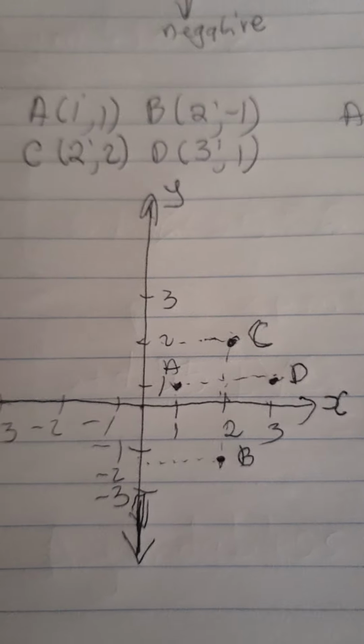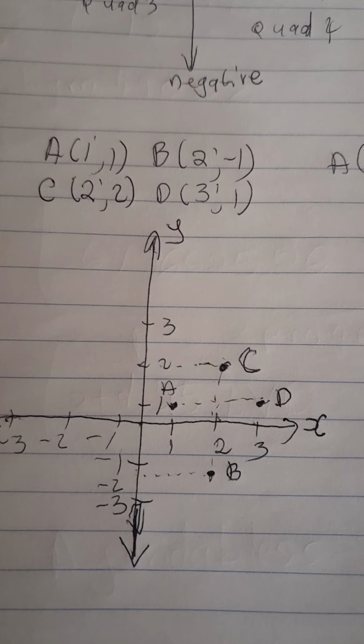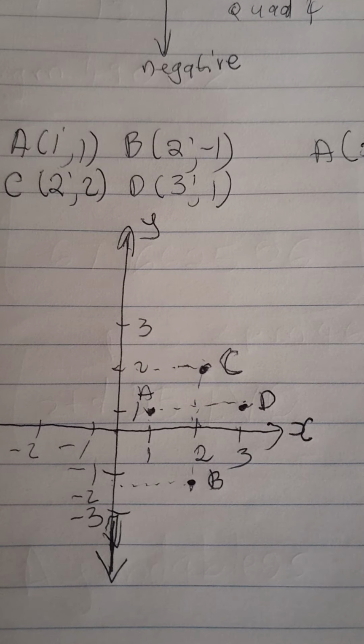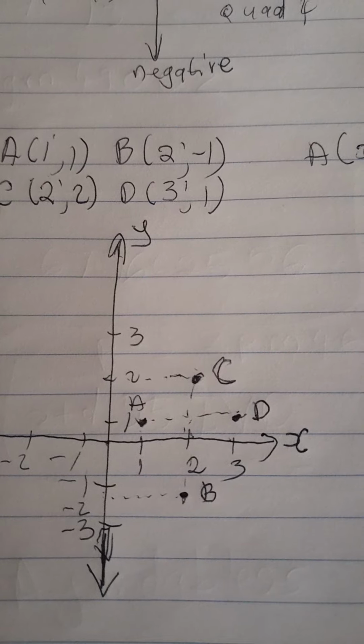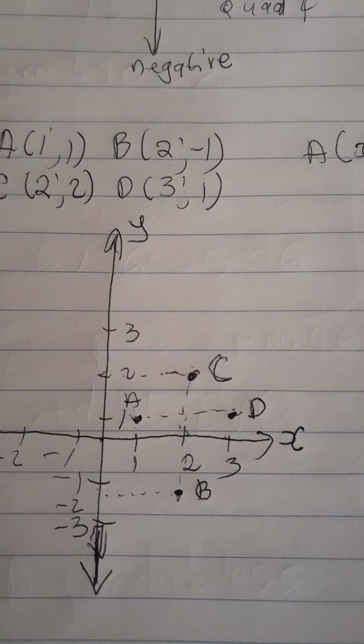Okay, so this is how we can plot points on the Cartesian plane. Ensure that you use a ruler and a correct scale. If you do that, definitely you will get your points placed correctly on the Cartesian plane.